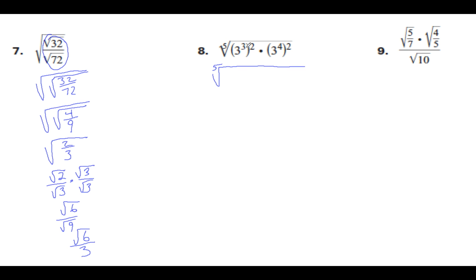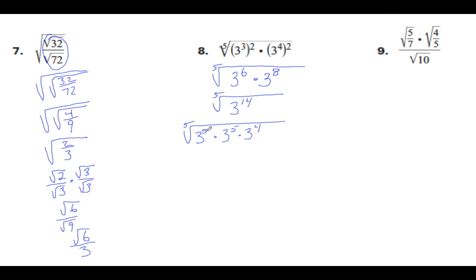3 cubed to the second power is 3 to the 6th power, times 3 to the 4th to the second power is 3 to the 8th power. 5th root of 3 to the 6th times 3 to the 8th is 3 to the 14th power. I'm going to do this once on this video. I'm not going to do it later on. 3 to the 14th is 3 to the 5th times 3 to the 5th times 3 to the 4th.